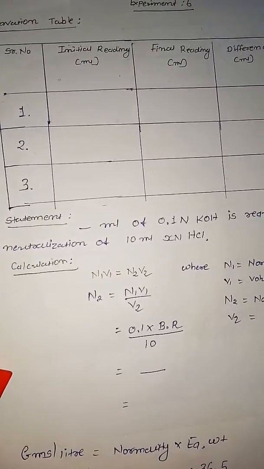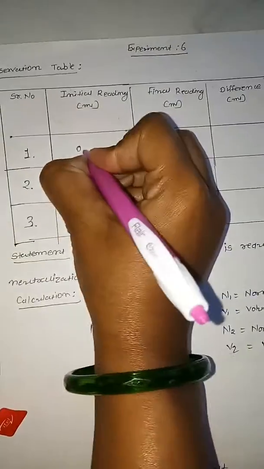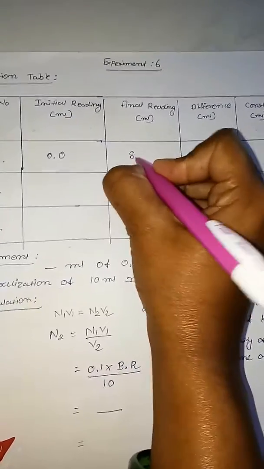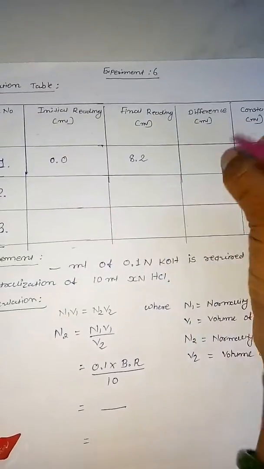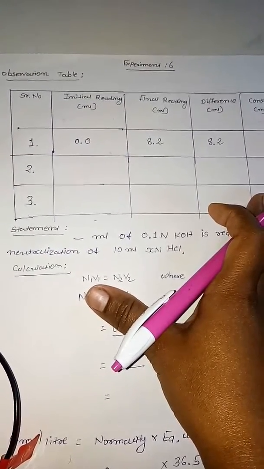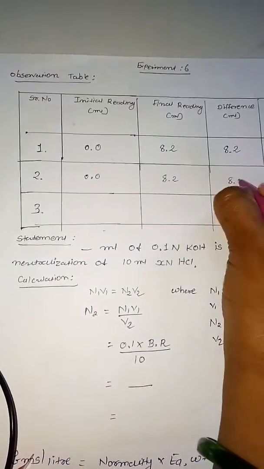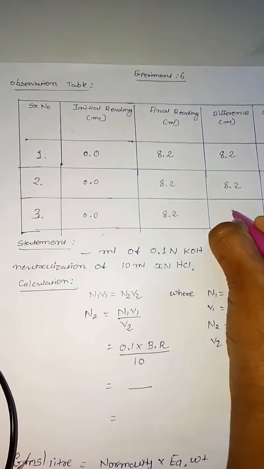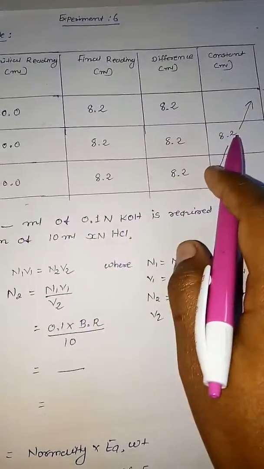Now we will fill our burette reading into our observation table, right? So first we have the initial reading, and as you know, the initial reading will be 0.0 ml. And the final reading means the reading which you get after titration, that is 8.2 ml. The difference is final reading minus initial reading, so 8.2 minus 0.0 will be 8.2. Here we assume that you are performing a 3-time titration and you get the same reading, so you have to write down the same reading in your observation table. As your difference is 8.2 and that is your constant value, you have to write down 8.2 as your constant value, and put this value into your statement.